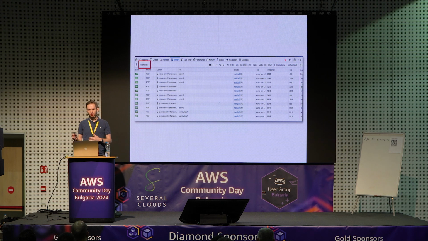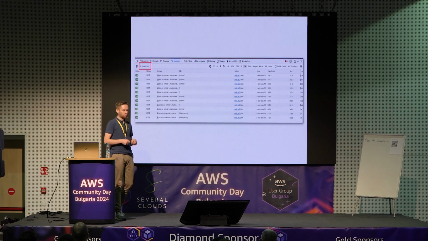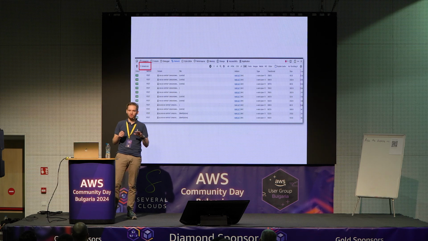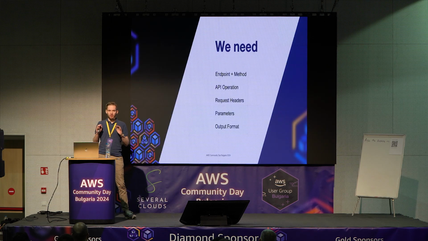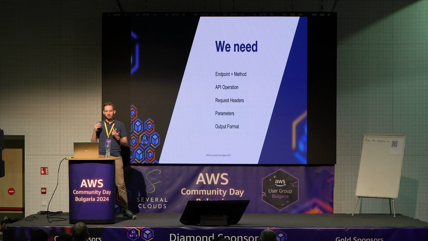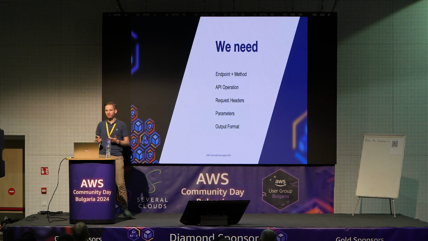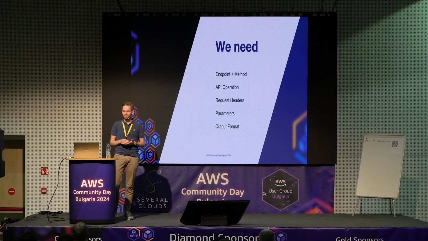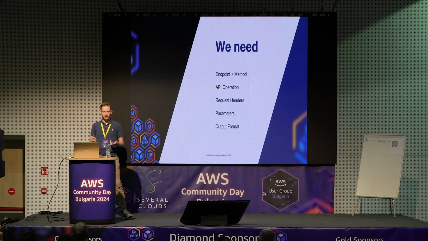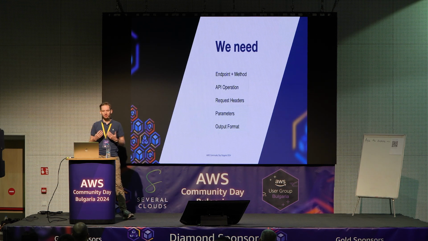Before we continue, since we want to make this API call ourselves, we need to figure out what kind of information we need for that. To do this ourselves, we need to know which endpoint to talk to, which HTTP method it wants, and what the API operation is called under the hood. Even if it's undocumented, it usually has a name. We also need to know what kind of headers we need to set for the API to accept our request, what parameters it expects, so the inputs, and also what kind of data we expect as the output.